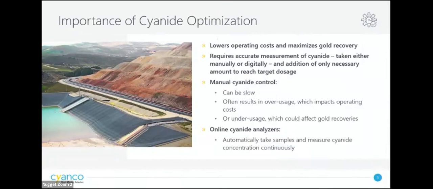It is very important to optimize the cyanide because it lowers the operating costs, and at the same time, it maximizes the gold recovery. Cyanide concentration can be measured manually or automatically, but manual control of cyanide is slow and tends to result often in either overusage, where you have increased operational costs, or underusage, where you have a reduced recovery. Online cyanide analyzers, on the other hand, are faster and more accurate.